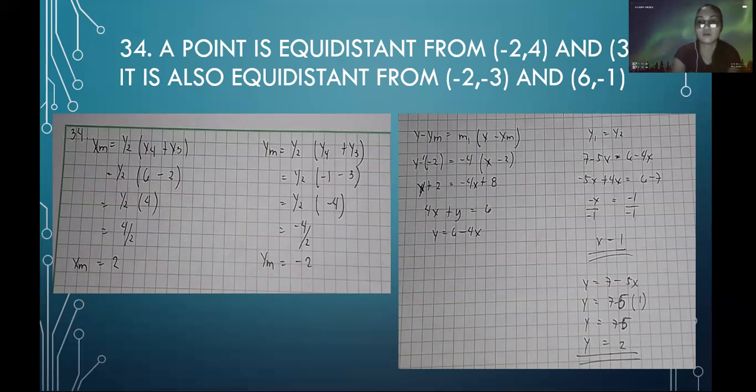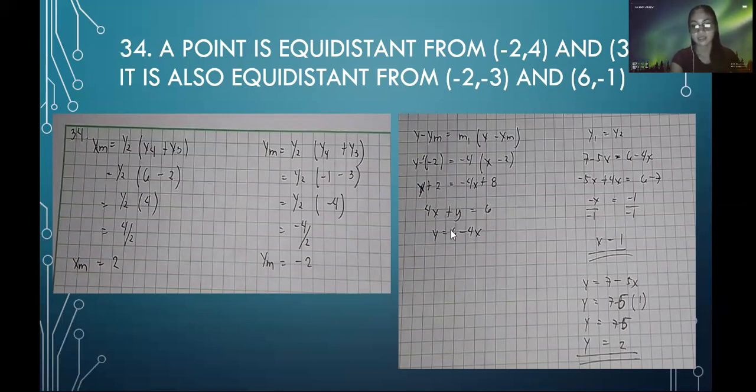Then the values of x sub m and y sub m are substituted into these equations. So y minus negative 2 is equal to negative 4 times the slope value of mn, so negative 4(x minus 2). So y plus 2 is equal to negative 4x plus 8. So 4x plus y is equal to 6.